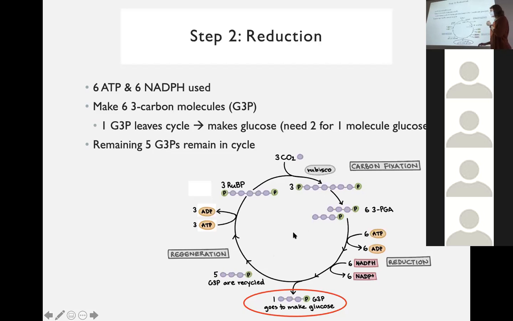Okay. So yeah, we're making 1 of these G3Ps. You put 2 of those together essentially, and you get a glucose molecule. So we're not even going to talk about that whole process. We're just going to imagine that once 2 of those come out of the cycle, you get 2 G3Ps coming off of this Calvin cycle, then you'll get a glucose molecule.